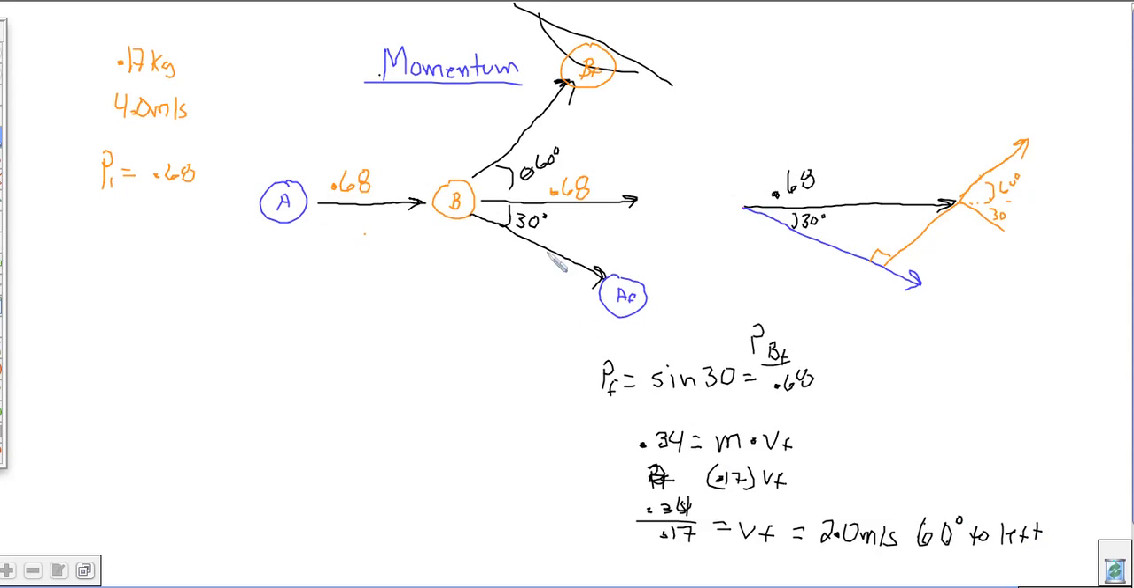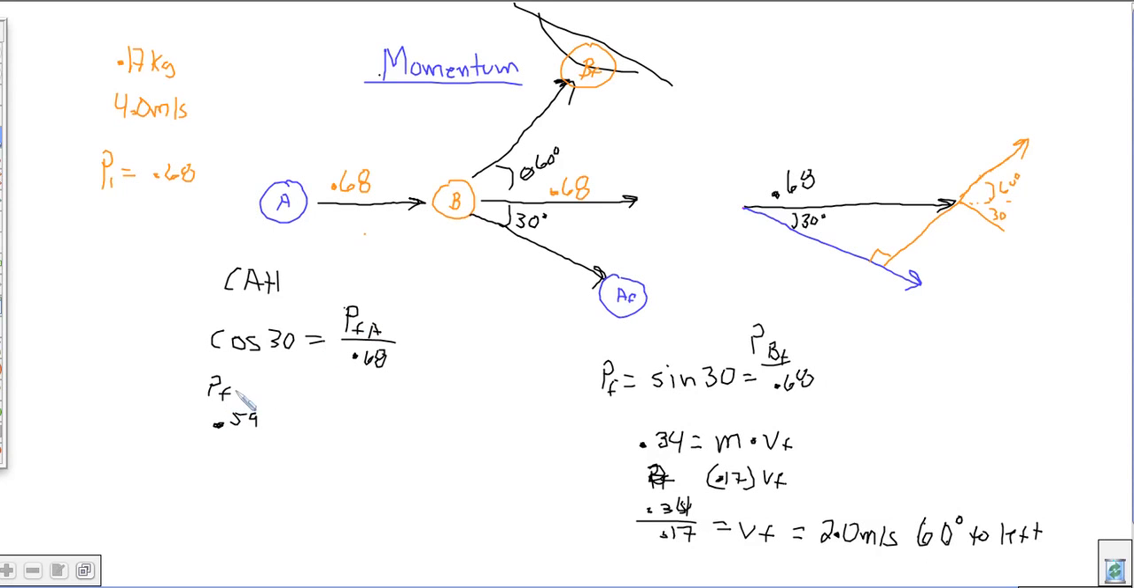All right, now what about the A ball? Well, it's this part of the triangle right here, so this is going to be the cosine, right, of 30 degrees, because this is the CAH function. So kind of skipped over that because we've done that a lot, but we're looking at the cosine of 30 equals the adjacent over hypotenuse. So that's going to give me my P final for my A ball, over 0.68. So what does that equal? Looks like that's 0.59.